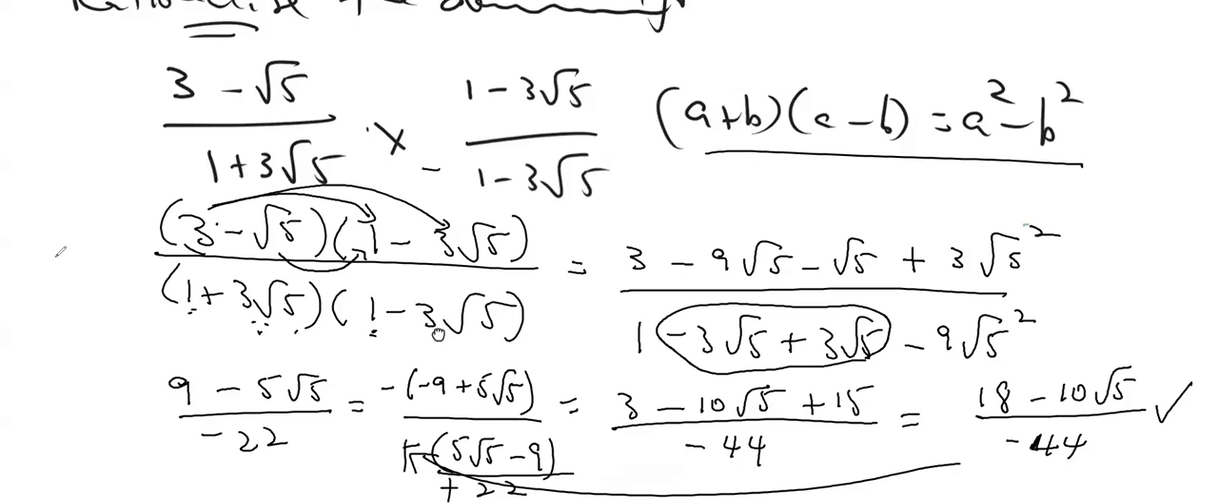Complicated? Very much so. But follow the procedure: you will multiply this 3 by everything in there, and then this minus root 5 by everything in there. And you get all of it.